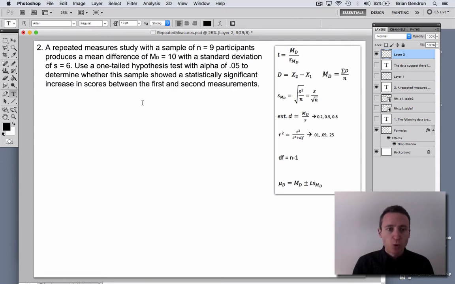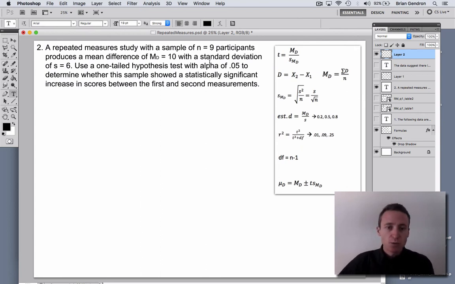So you measure people twice in a repeated measure study. There's a before and after measurement, and we want to know if scores went up and whether or not that increase was statistically significant. Because obviously I can already see the average difference was 10. So on average, for these 9 participants, scores went up by 10 points. But is that just sampling error, or is that a statistically significant effect? That's what we're aiming to check when it comes to this hypothesis test.